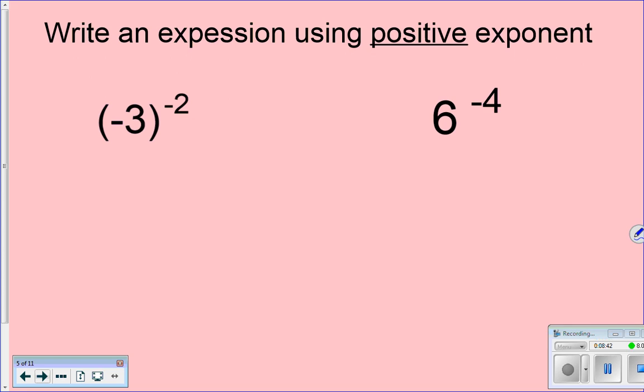And you're going to do exactly what you just told me. You told me, first of all, you're going to make this into a what? A fraction by putting a what over the top? A 1. Okay? And then, when I do that, I lose that negative sign. It goes away. And the rest of this just comes down, negative 3 to the 2nd power. I just wrote this using a positive exponent because what's positive now? That 2.